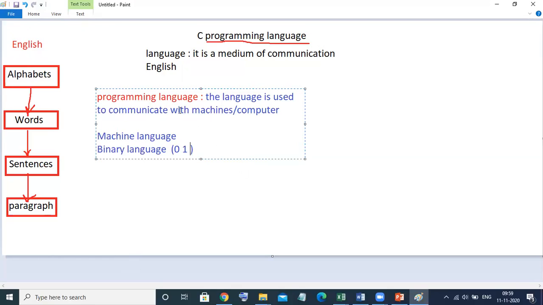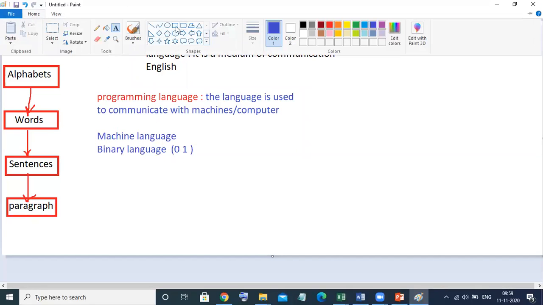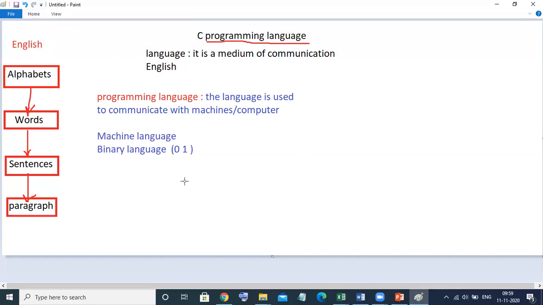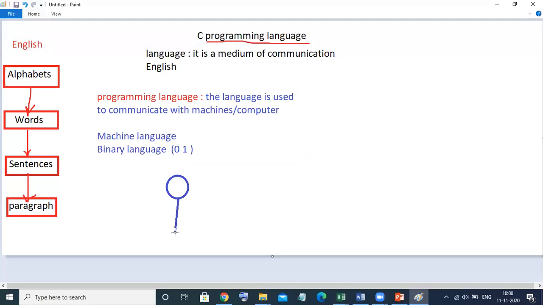So whenever we want to communicate with machines, for example, I'm communicating with this system now, this computer system, I'm talking in my own language, but the machine can understand only machine language. Let us take one example. Suppose, imagine this is me. I want to communicate.